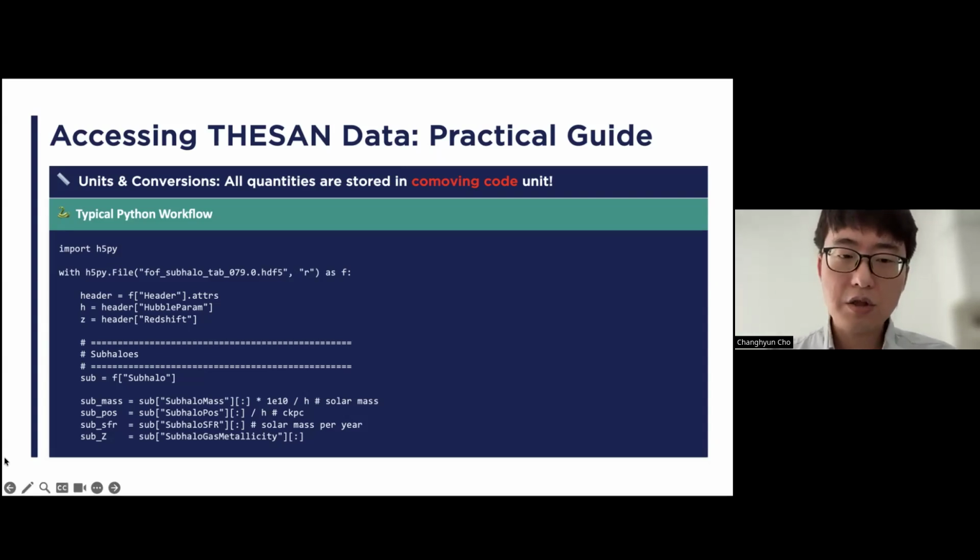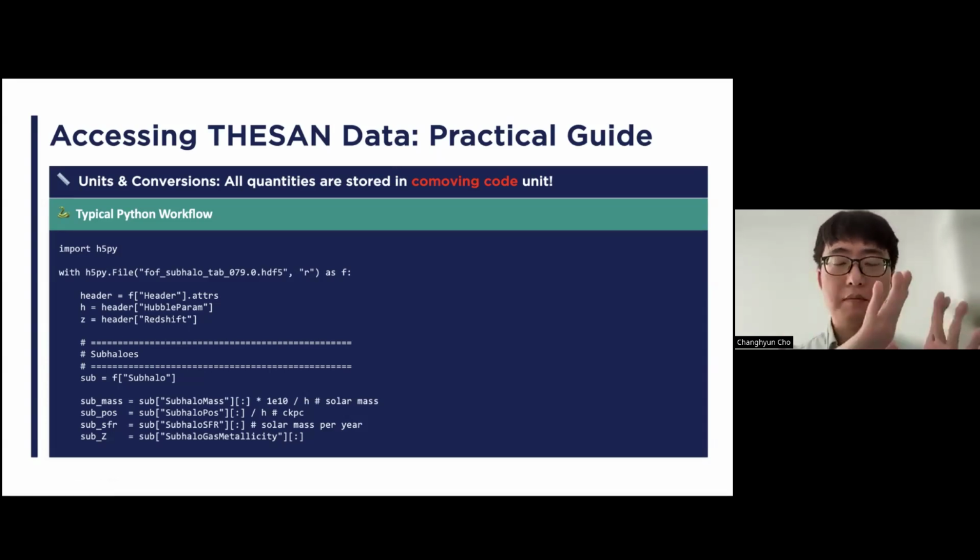And for length units, if you want the physical unit, you need to multiply by the scale factor a, those kinds of things. This is something many people miss. Even if you miss it, sometimes the result looks similar, but something is slightly different, and you cannot tell the difference because it's quite subtle. So please be careful about the unit conversion.